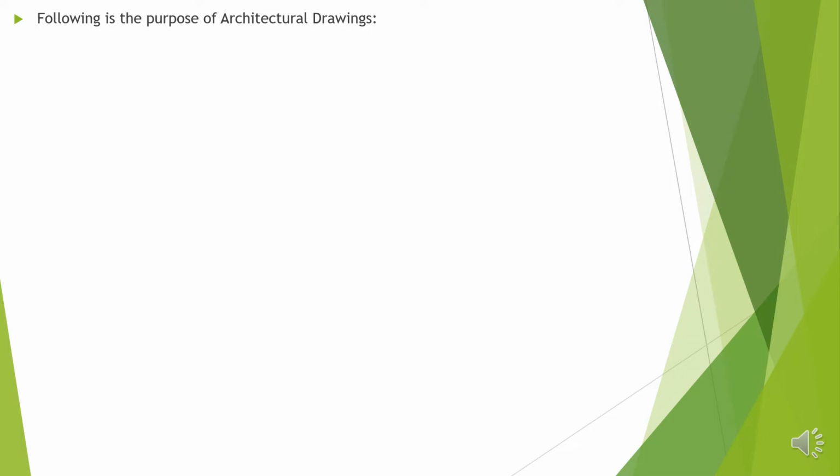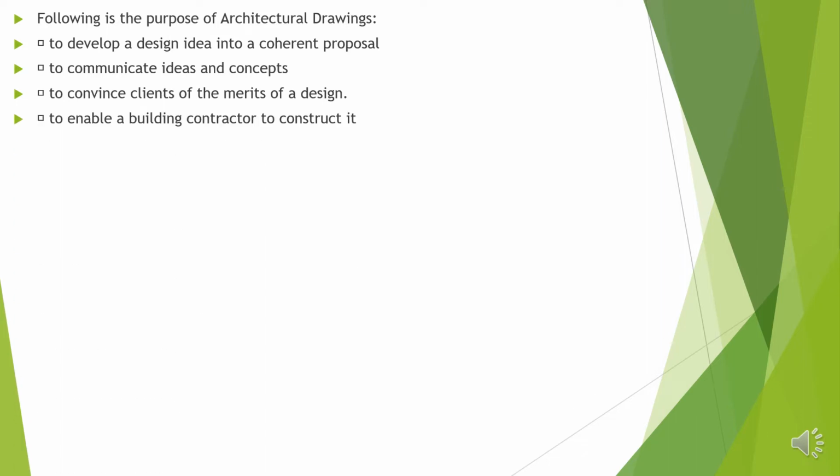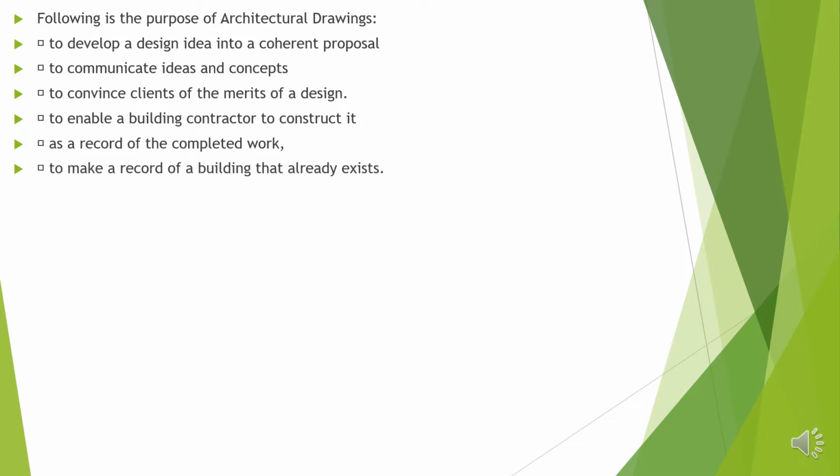Following is the purpose of architectural drawing: to develop a design idea, to communicate ideas and concepts, to convince the clients of the merits of the design, to enable the building contractor to construct it, as a record of the completed works, and to make a record of a building that already exists.